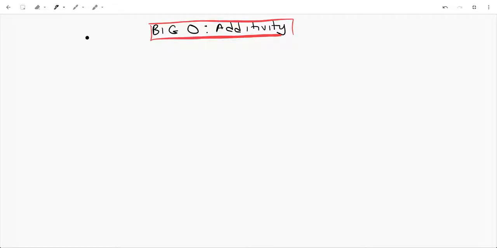Hi there, let's prove that big O is additive. So what that means is that we've got some function, we'll call it f, and it's big O of h, which is another function. We've also got some other function, g, that is also big O of h, and we wanna prove that f plus g is still big O of h.